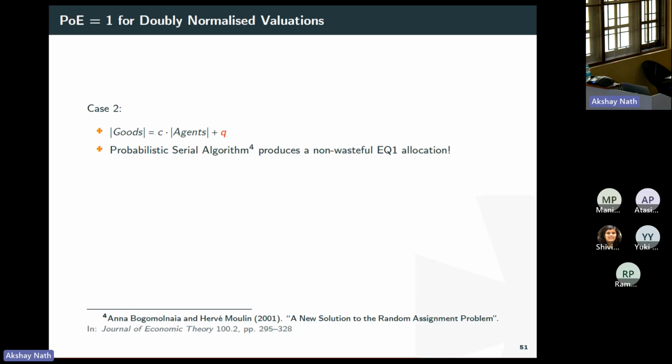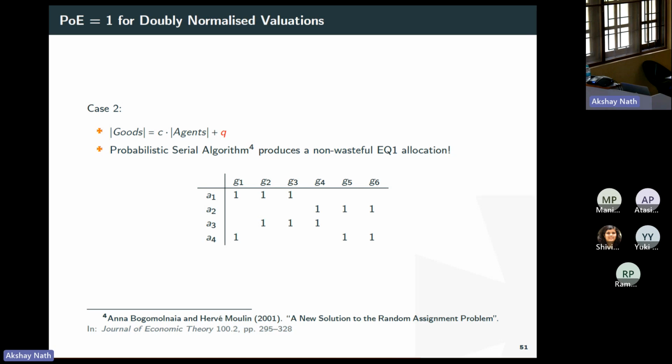The problematic case is when we have some extra goods over here. Now we can allocate these goods equitably, but what do we do with the remaining Q goods, right? So here we use a very well known, nice eating algorithm, which was given by Bogomolnaia and Moulin.